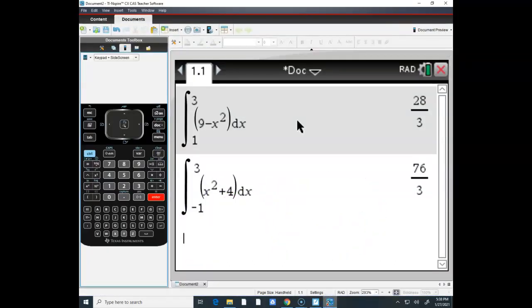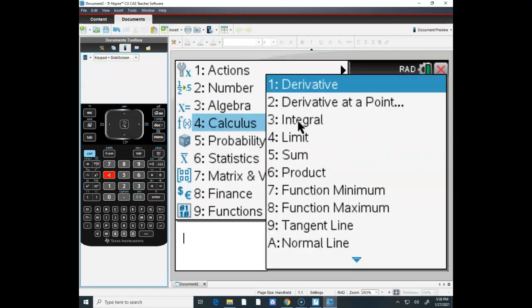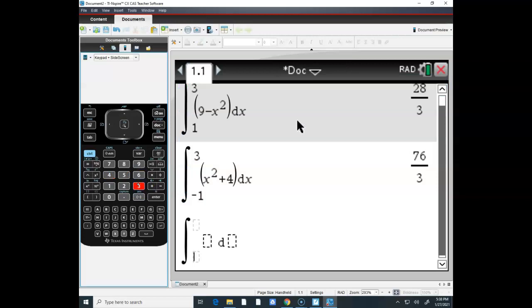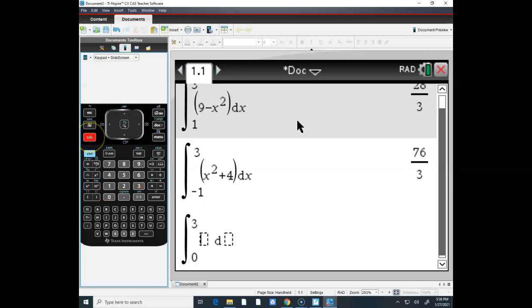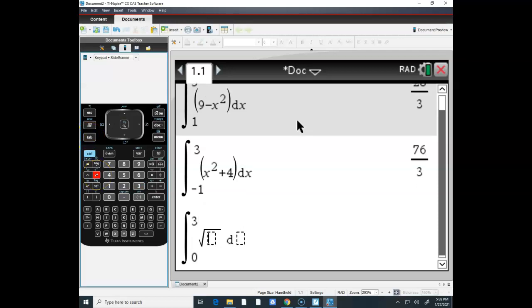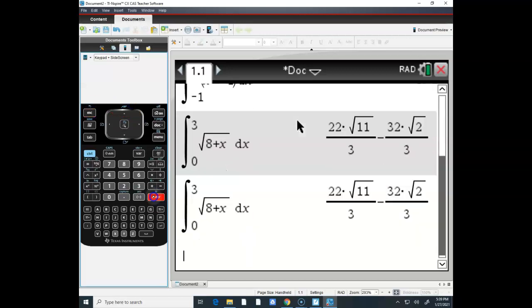So if I came here and I did a menu for, I like my hotkeys, I'll do a menu 43 for an integral. And if I typed in the first one, I am looking for the area from a to b of the square root of 8 plus x. And then I'm going to tab out and tab out. And my independent variable is x. And I'm going to hit enter. No, I didn't want to hit enter there. I'm going to come up. I'm in exact mode. So I'm going to go approximate.